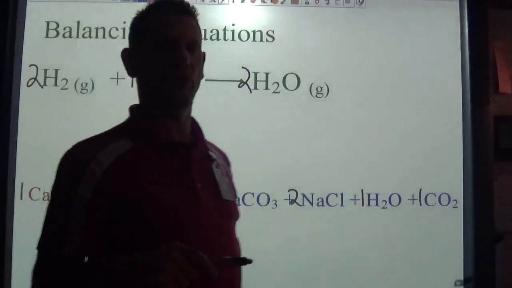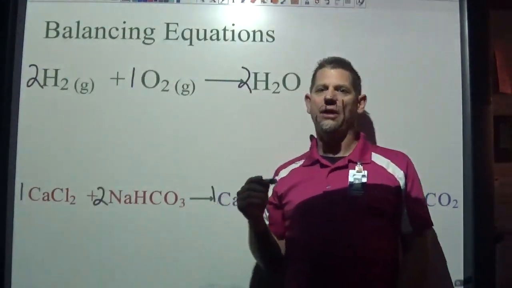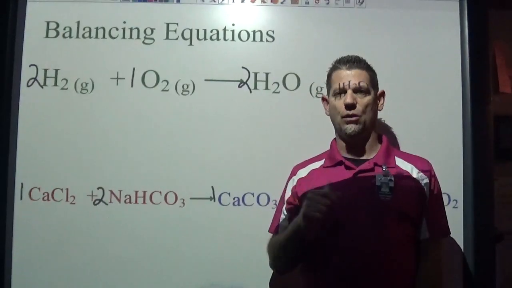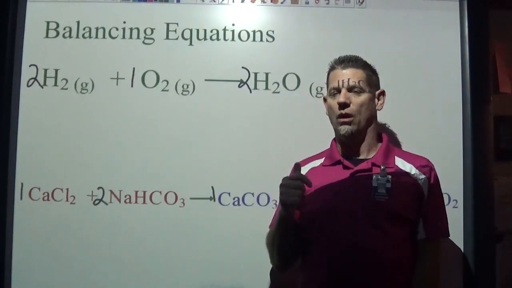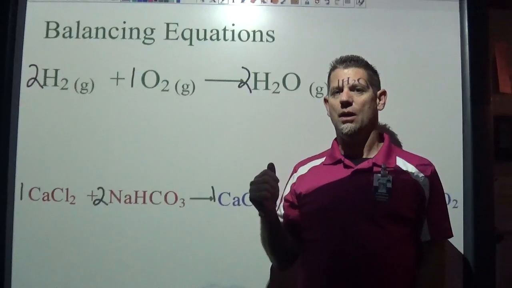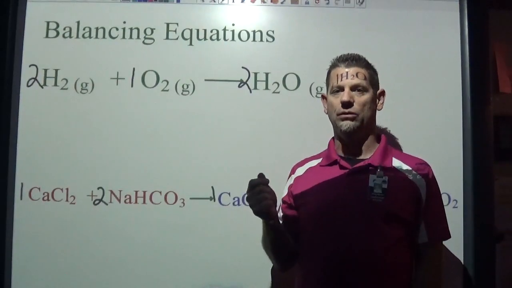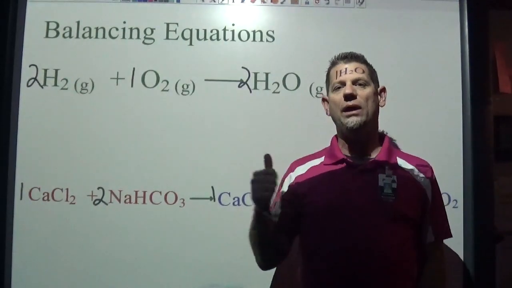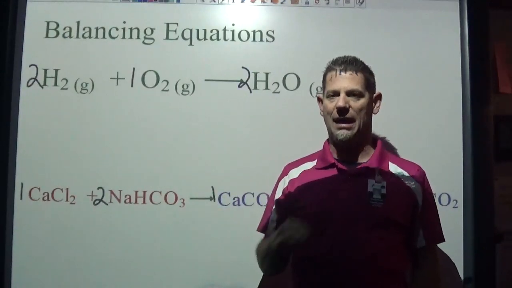There's going to be a couple other things that we'll do that are going to help us out. Things with polyatomic ions where we don't have to break those things apart. We're also going to see other things where you might not end up with a whole number. You might need to use a fraction. When you're balancing equations, you're never allowed to use fractions.